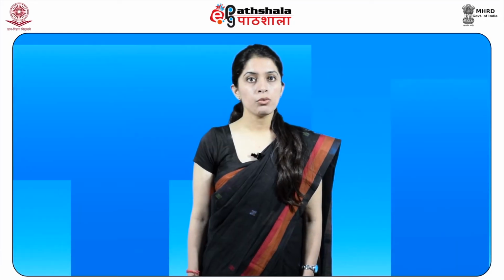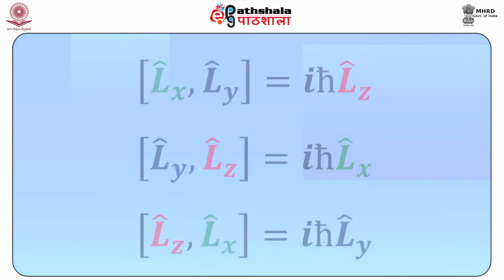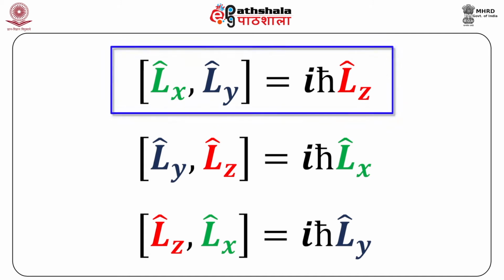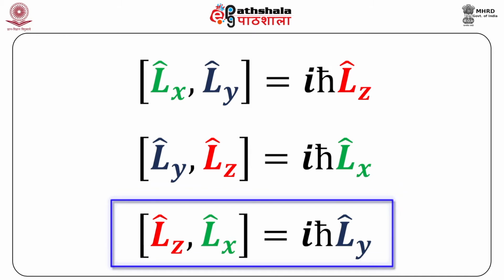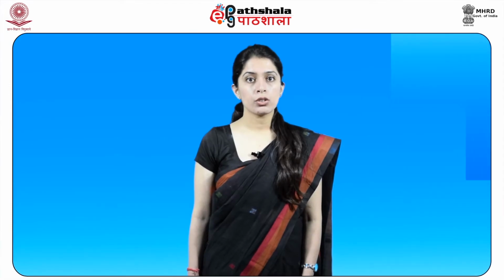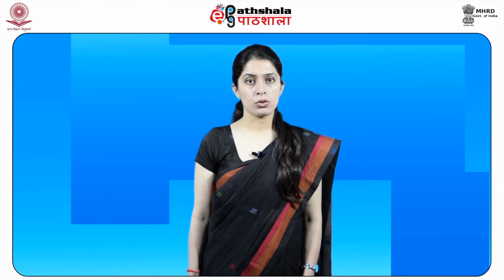We already know from the fundamental commutation property that no two components of angular momentum operator commute, and the commutator for Lx Ly is equal to iota h cross Lz. For Ly Lz, it is equal to iota h cross Lx, and for Lz Lx, the commutator is equal to iota h cross Ly.